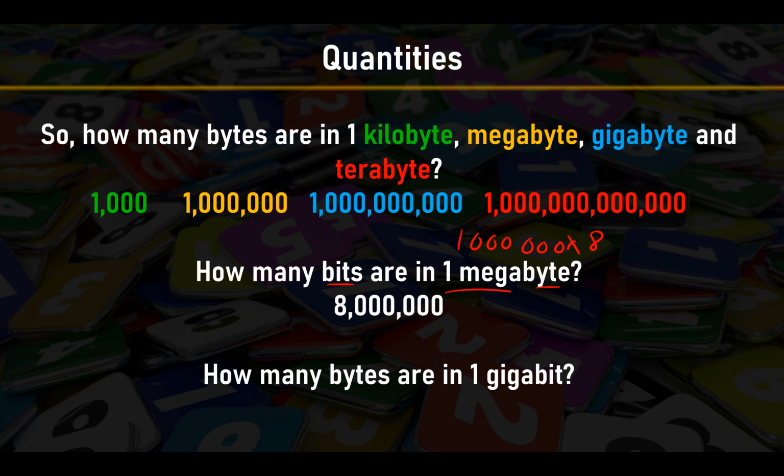Then the next one, how many bytes are in 1 gigabit? Giga is 10 to the power of 9, which is a billion. So this is going to be a billion bits. But since we want to convert to bytes, we need to divide that by 8. So 1 billion divided by 8, and if we do that, that should give us 125 million.